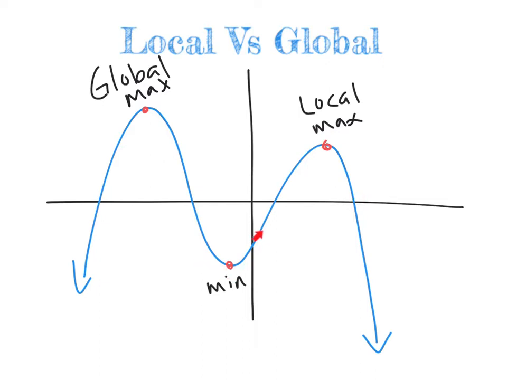And down here I have a minimum. So my question is, is this point a low point on the graph or the lowest point on the graph? Because these arrows continue going lower and lower to negative infinity, this cannot be the lowest point on the graph. Therefore, we label this as a local minimum.